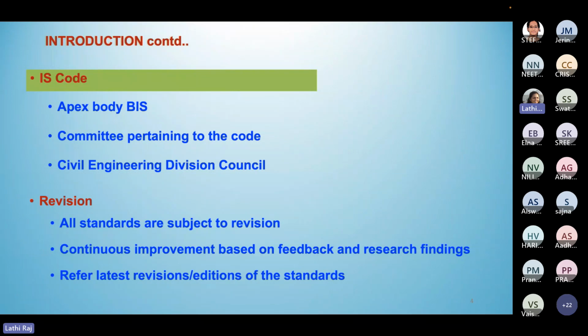So when you say IS 456, IS 456 1978 is there, IS 456 2000 is there. So always you refer to the latest revision and the latest edition. Why the latest edition? Because there will be some amendments. Okay, that is why it is important to refer to the latest editions of the latest revision.